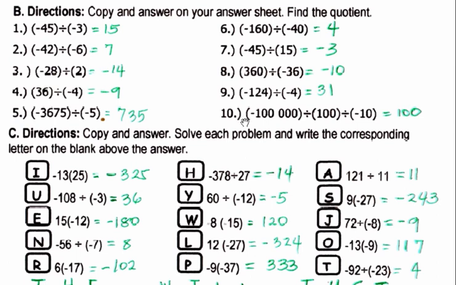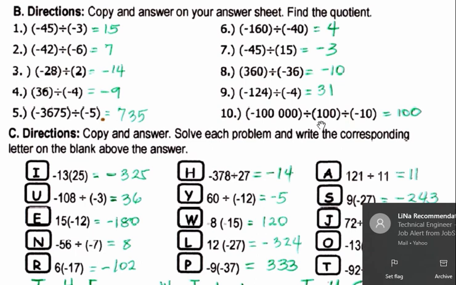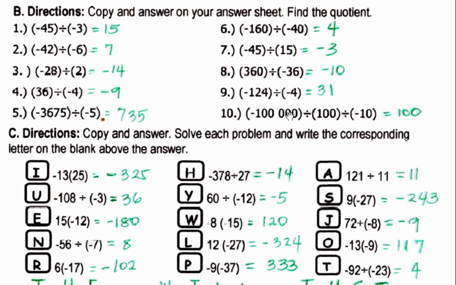In number 10, let's divide first negative 100,000 divided by 100, and that is equal to negative 1,000. Now the negative 1,000 divided again by negative 10. So we have positive 100.